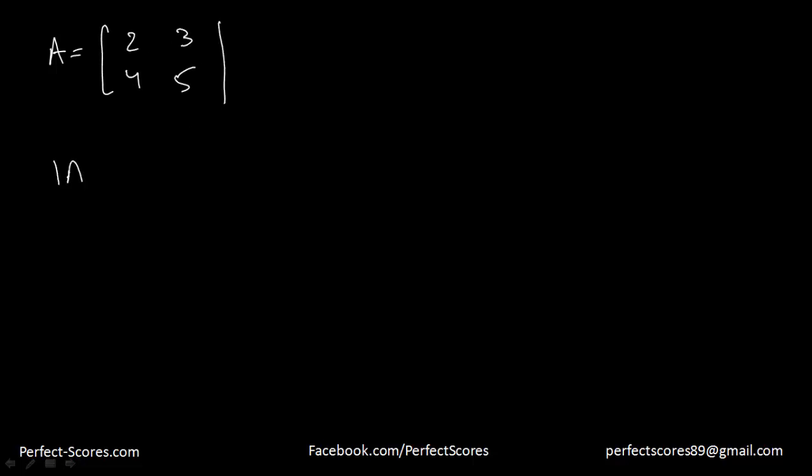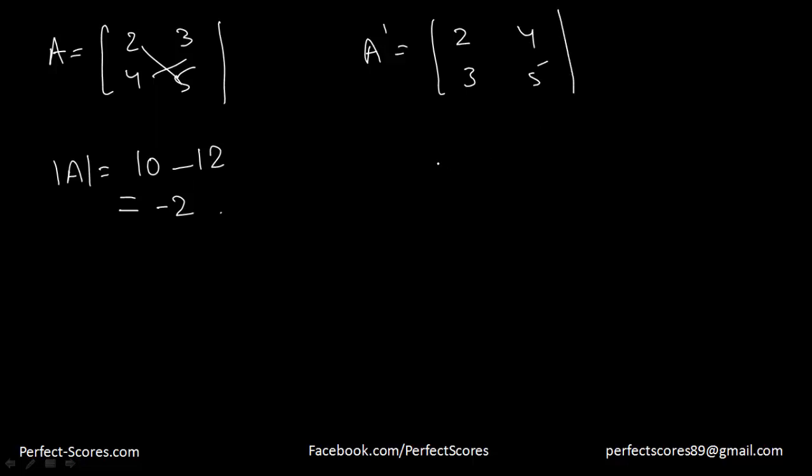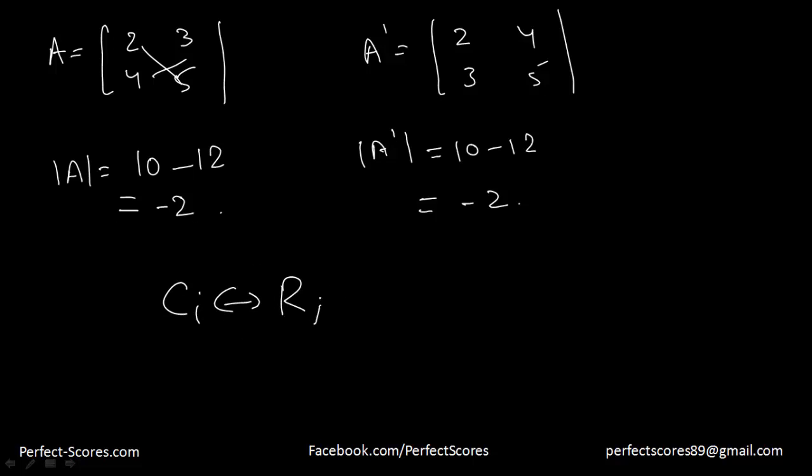So the value of the determinant of this is actually going to be equal to 2 into 5, 10, minus 4 into 3, which is 12. That is actually equal to negative 2. And if I find the transpose of this matrix, which is 2, 3, and 4, 5, now if I find the value of this matrix as well, that is going to be 10 minus 12, which is still going to be negative 2. So that means our values are going to be equal no matter what. So if I interchange all the rows with all the columns, my property states that the value of the determinant remains unchanged.